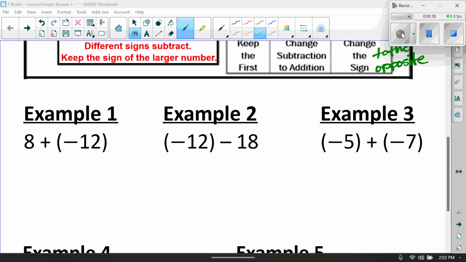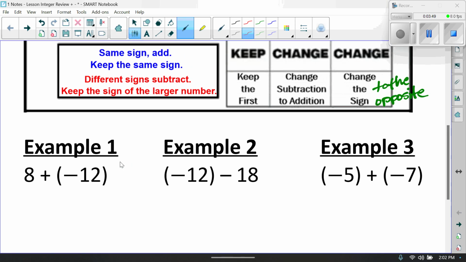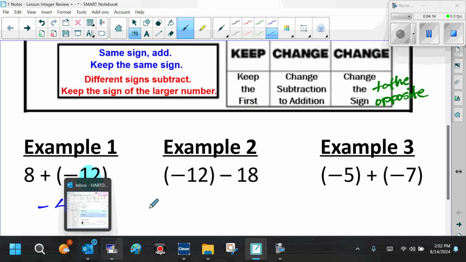All right, so here we have some examples. And we have 8 plus negative 12. Now, first thing we're going to do is look to see: this is a positive 8 and negative 12. So here we have different signs. Because we have different signs, we're going to subtract the numbers. So that's 12 minus 8, and that gives me 4. And then we want to keep the sign of the larger number. So here, the larger number is 12, and that sign is going to be negative. So this is going to give us a negative 4.